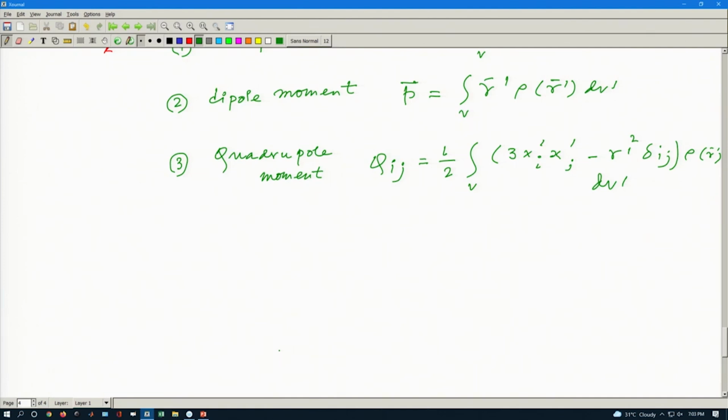So with that note, I would like to conclude today's class. I hope you can solve a few problems based on these formulas, and in the textbooks you have many problems, so please solve them. And with that note, I conclude today.